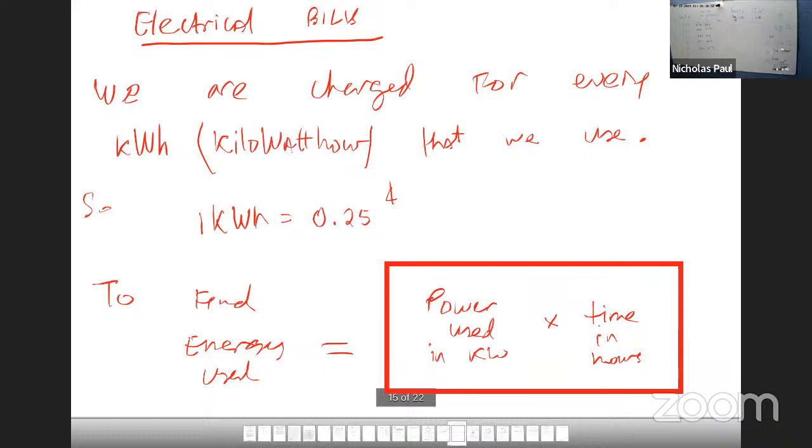Everybody okay with that? Let's try an example now. So we're going to find the energy and then use this ratio here, 1 kilowatt per 25 cents, to find the cost of using something.